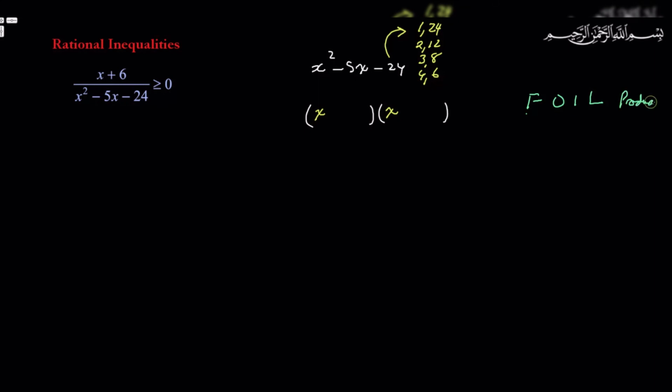Okay, so the outer and inner products, that's this product and this product, add or subtract to give the middle term of the trinomial. So the O and I in FOIL give the middle term when you combine the two products. We have to choose one of these such that they add or subtract and give 5.